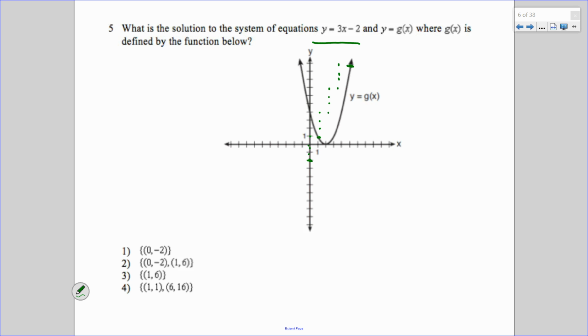Let's see what my options are. Definitely 1, comma 1. Does it intersect again at 6, comma 16? Looks like it. Looks like my answer is choice 4. Could you always go into the calculator and figure that out? Yes. That's all we got for that.